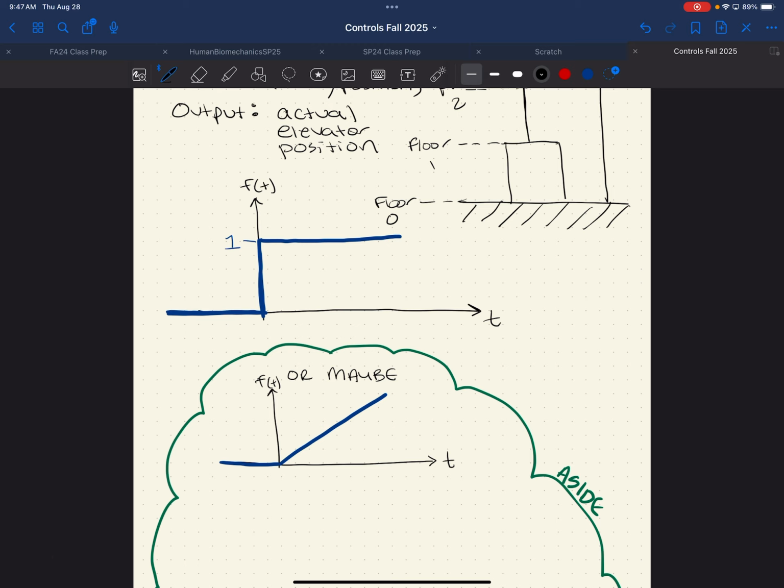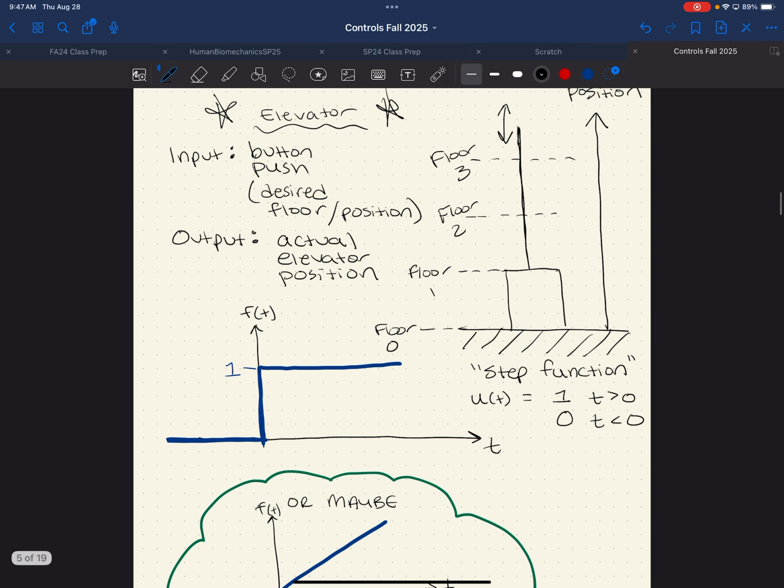Okay, we call this a step function. This is going to be a very important function throughout the rest of this class. And in fact, it's so important that it has its own letter. We call this function u of t. It is a piecewise function that is 1 for t greater than 0, and it is 0 for t less than 0. Okay? So this type of input makes sense for our elevator system.